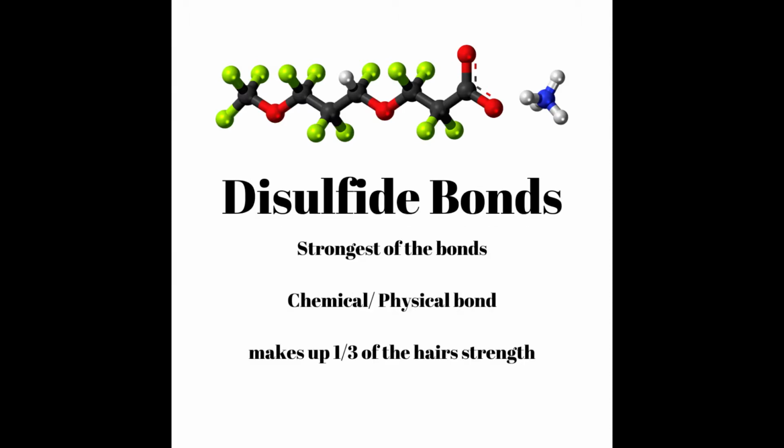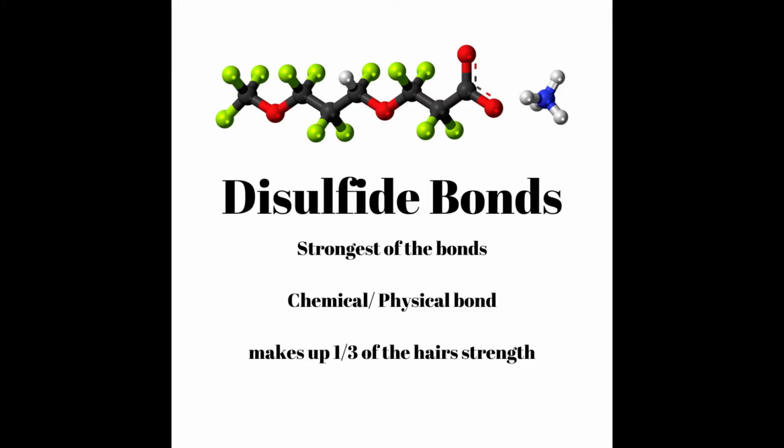Now we're going to talk about the disulfide bond. This one's a little bit more involving than the other two bonds, and it is fairly different. The salt bond and the hydrogen bond are both physical bonds. The disulfide bond is a chemical bond, and make no mistake, it is also a physical bond, but it is predominantly a chemical bond. So the disulfide bond forms between two cysteine amino acids.